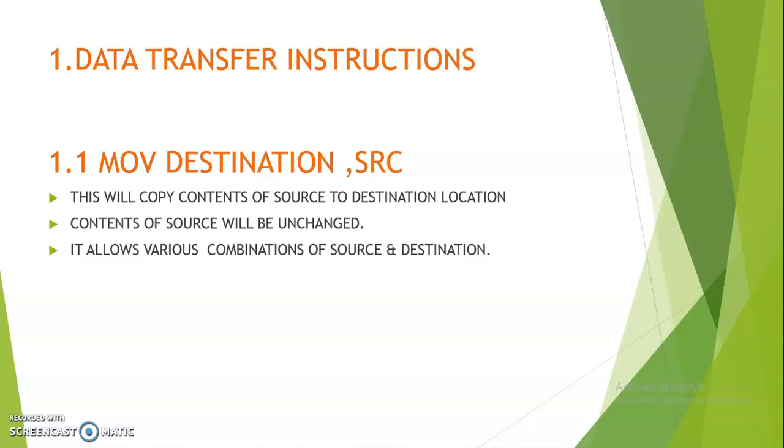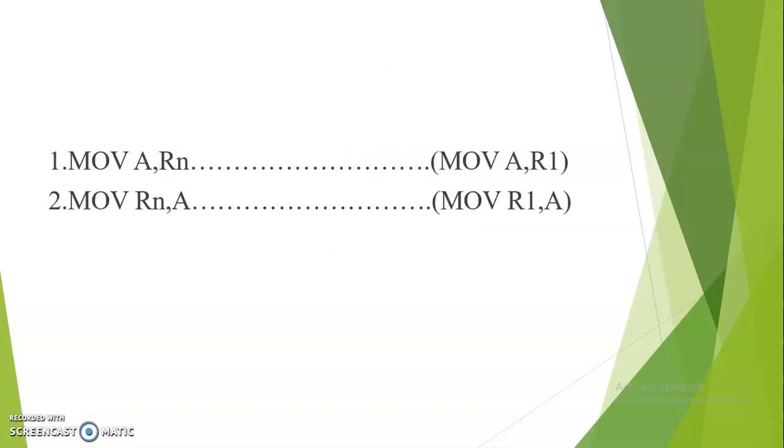It is the most flexible operation, and as it is the most flexible operation, it allows different combinations of source and destination. Remember friends that there is destination first and then source. All the contents of the source will be copied to the destination, but the contents of the source will be unchanged. We will see all types of combinations of this data transfer instruction MOV.